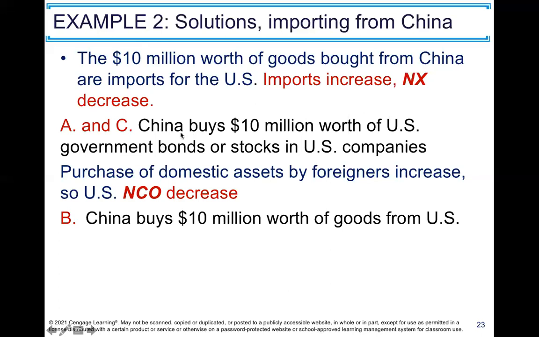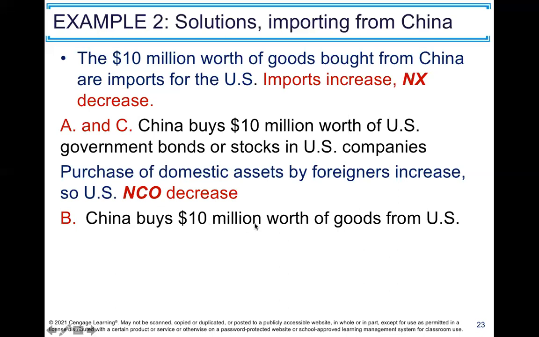Okay, but don't forget that fundamentally what sparked this is that we sent over $10 million to get some goods and services from China. That means that imports increased, net exports decreased, and if net exports decreased, then net capital outflow decreased. And the idea here is that because now Chinese have $10 million and they can go and buy assets, that's a capital outflow.